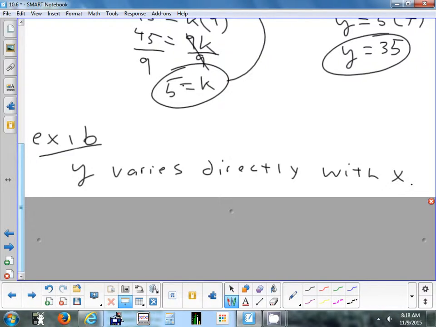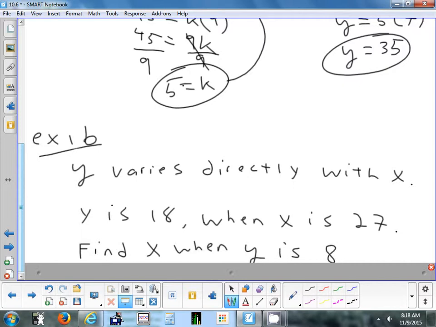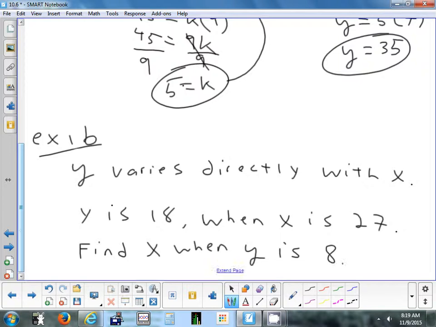This is a direct variation problem. If they didn't put this sentence and they just gave you all this information, it doesn't mean anything. We can't do what I taught you unless it's a direct variation problem. If it's not, you can't solve it. So we are doing a direct variation problem, and it says y is 18 when x is 27. Don't even look at the second part yet. That part we can't do. We have to do this first part.